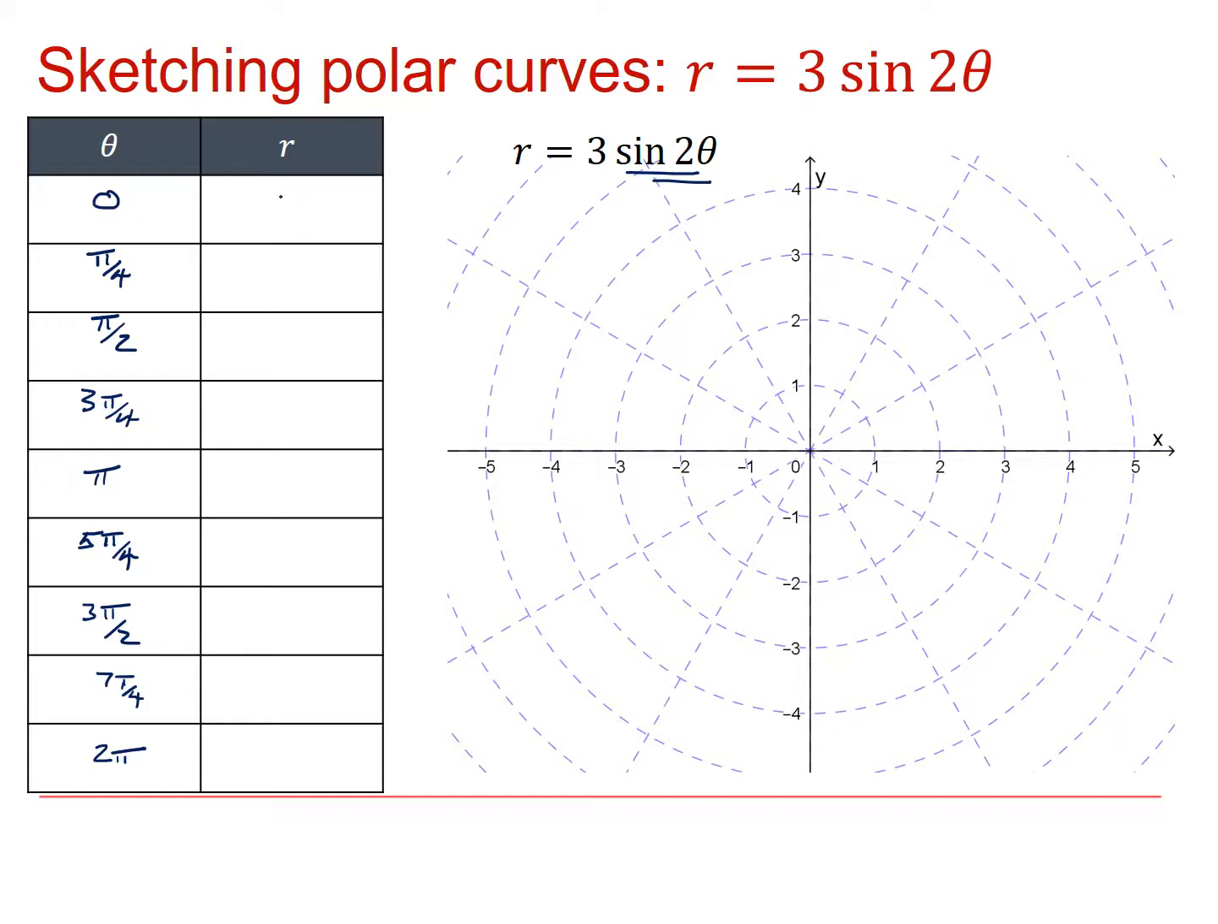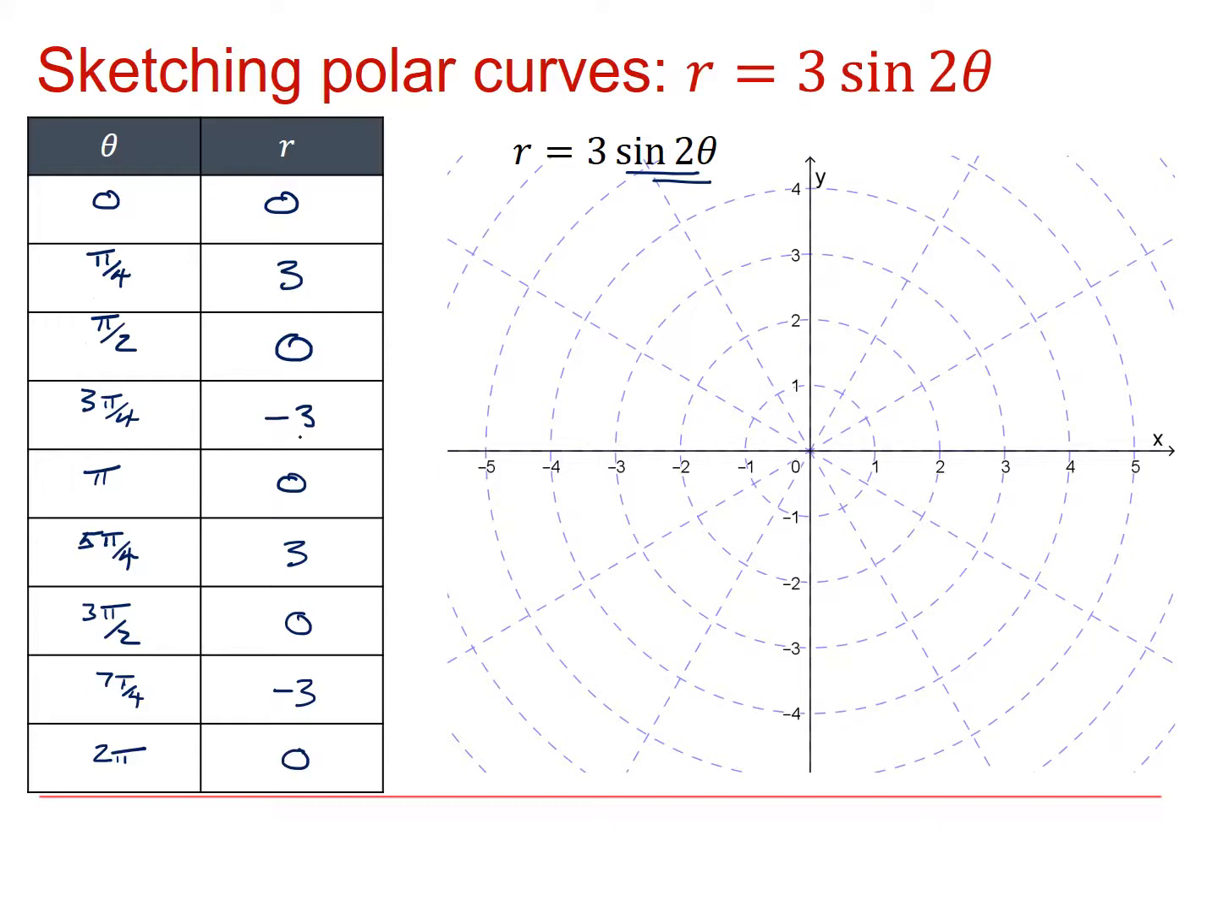So starting at 0, r is going to be 0. Remember, this will be pi by 2 for the sine function. It's going to be a maximum, so that's going to give me 3. That will come back down to 0. 3 pi by 4, this is going to be a minimum, so that will go out to -3, back to 0, up to a maximum again, so that's going to go up to 3, back down to 0, -3, and 0.